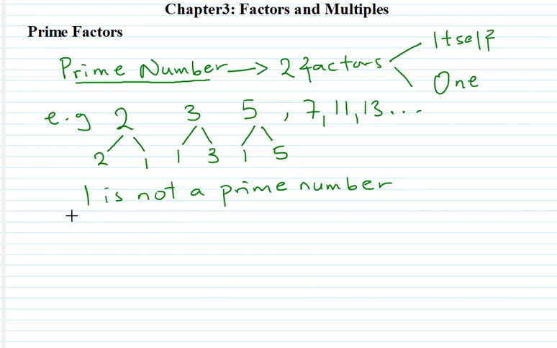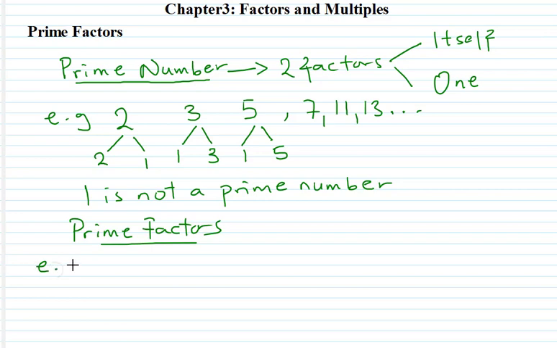Now, prime factors. Remember we spoke about what a factor is: a number that can go into another number without any remainder. When we talk about prime factors, we are referring to all those factors of a particular number that are prime numbers. That is what we refer to as prime factors.